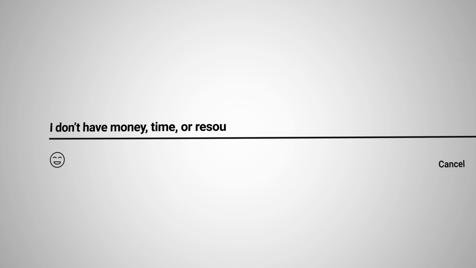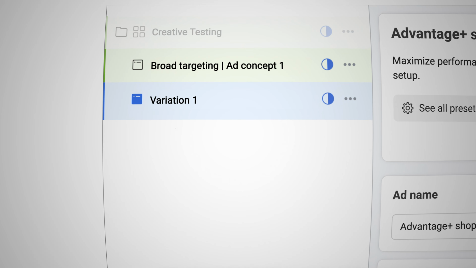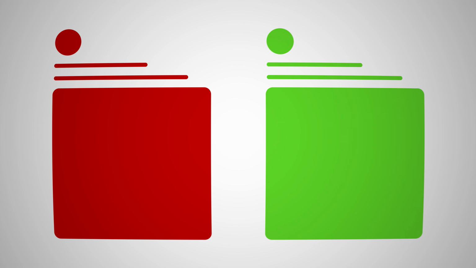Now, I know what you might be thinking. Oh, but Jory, I don't have money, time, or resources to test 100 ads. And my response to you is, start somewhere. You don't have to test 100 ads right out of the gate. What you do need to do is build a system that you can consistently rely upon to produce new assets and test them in a controlled environment. And if you do that over a long enough period of time, I guarantee you will find a creative winner for your business. And if you don't want to do that, well, enjoy being broke, because there's competition out there that will do that and they will surpass you.